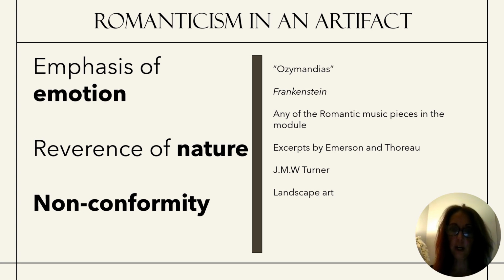We also have excerpts from Emerson and Thoreau in our textbook. They are two of the American transcendentalists. Of course, we're going to see reverence of nature, nonconformity, and emphasis of emotion in their excerpts. Their work is also in the public domain, so if you want to explore one of their larger works, you can certainly do that. For instance, I talked today about Walden. Walden is written by Thoreau. It's about his experiences at Walden Pond.